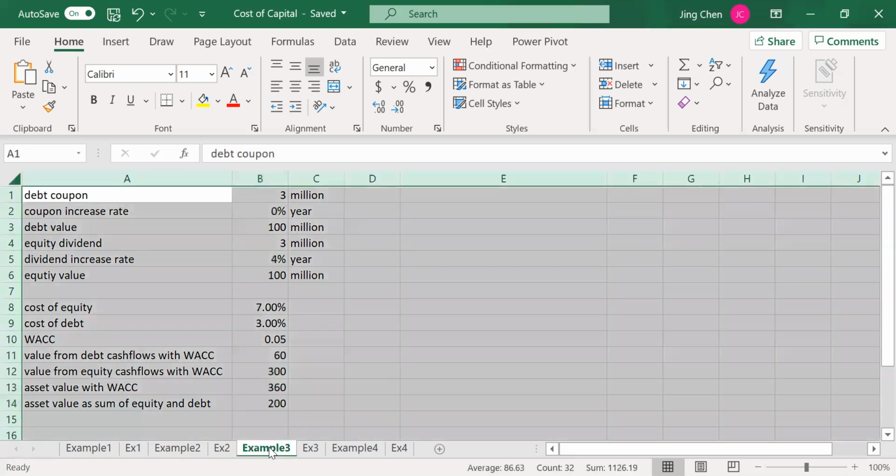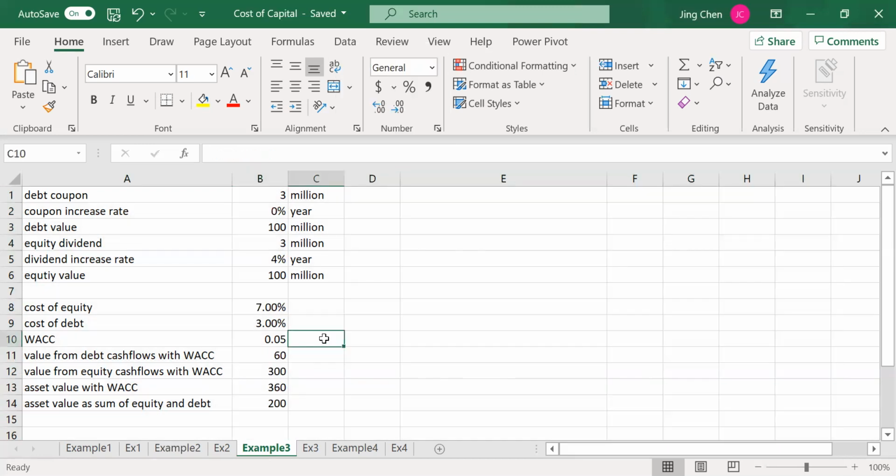Now let's look at the third example. In this example, we assume that the coupon rate is constant. That's normal, right? Most debt is constant. But the dividend will change by, say, 4%. Dividend changes by 4%. And say this is a growth stock, right? Dividend will increase. And here, debt value 100, equity value 100.